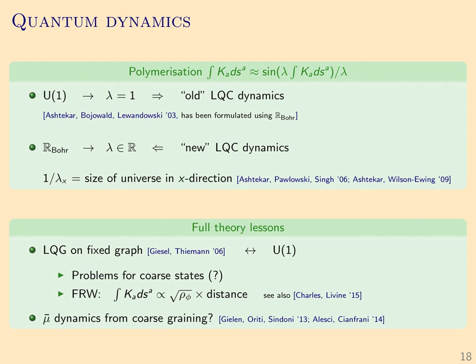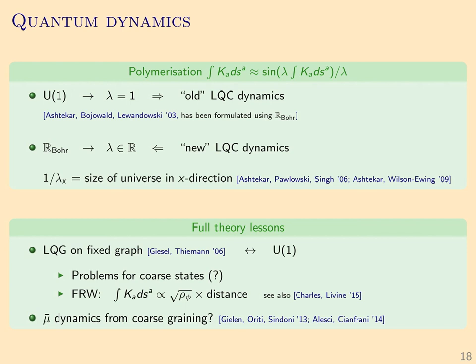The second class of choice is to use the Bohr compactification as a gauge group. If you use the Bohr compactification of the real line, then you can take lambda to be an arbitrary real number. If you allow lambda to be an arbitrary real number, then in particular you can implement the so-called new loop quantum cosmology dynamics. In the case of Bianchi 1, the new loop quantum cosmology dynamics correspond to setting 1 over lambda x to be the size of the universe in x direction, and similar for the y and z directions. So here it is not immediate that you arrive at the new loop quantum cosmology dynamics, but you have to make this precise choice in the regularization. We will see on the next slide that this actually makes a lot of sense from a full theory point of view too.